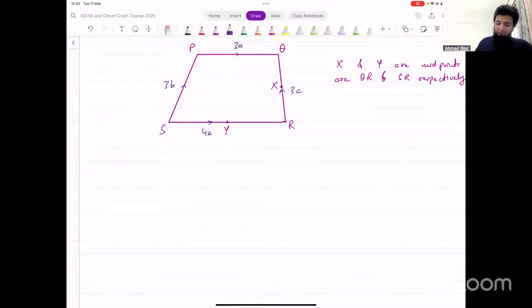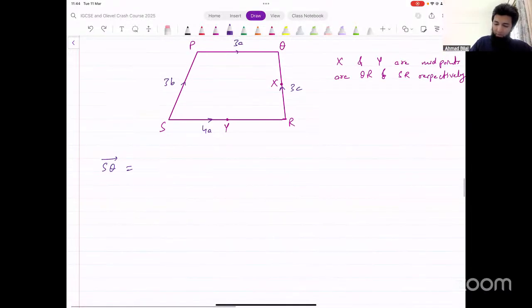And now what if we had to find the vector SQ, for instance? How do you find that? What does that mean? The starting point of this vector has to be S, and the end point has to be Q. What path can we follow on this diagram to go from S to Q? There are multiple ways of writing this down. One way could be that you go from S to R and then from R to Q. That's one possible way of doing this.